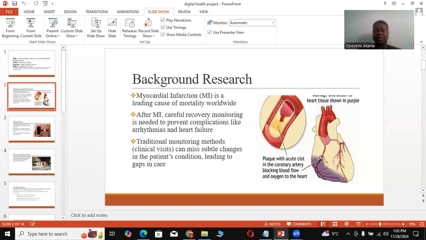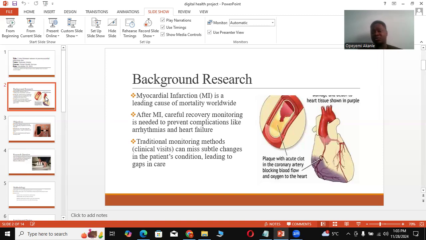So this will further lead to, you know, hypoperfusion to other organs like the brain and other major organs in the body. So after MI, careful recovery monitoring is needed to prevent complications like arrhythmia, it might be tachyarrhythmia, bradyarrhythmia, heart blocks and the likes, and also heart failure. So these are the most serious complications after myocardial infarction.